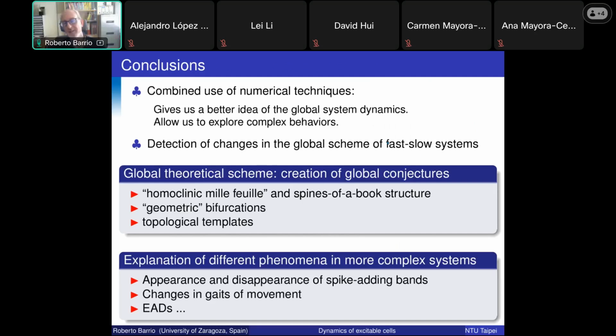So just to finish, I would say that the combined use of a lot of numerical techniques combined with theoretical techniques provides a better idea of the global system dynamics. This permits us to explore complex behavior.